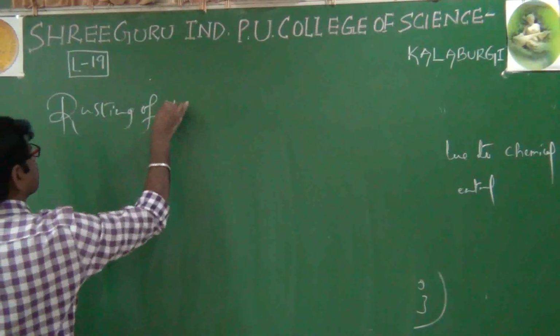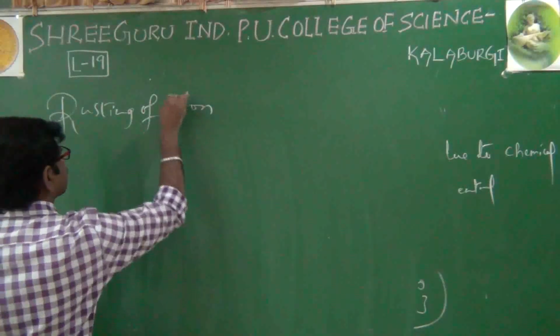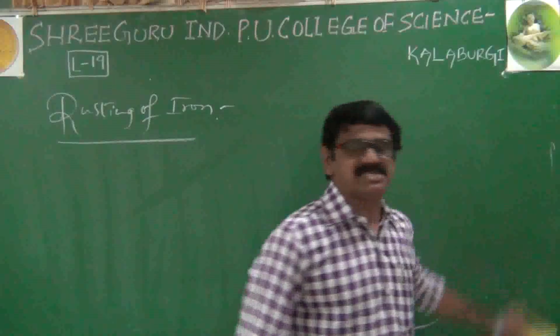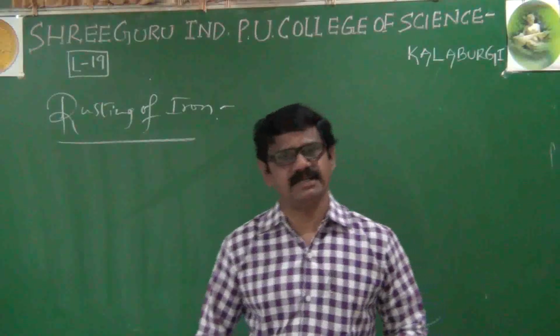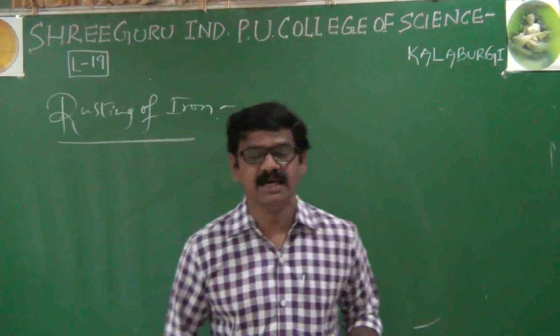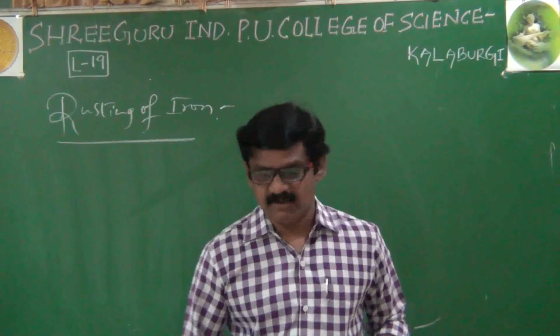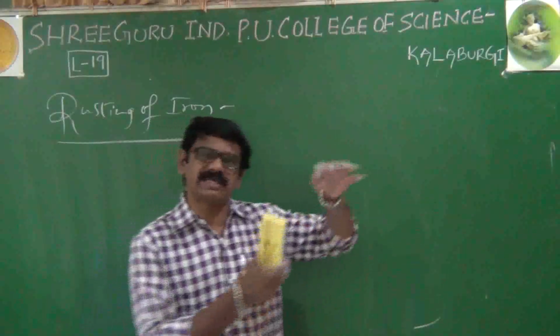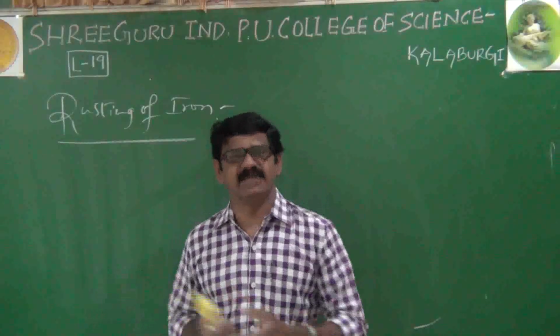Rusting of iron. Right, then the question arises: why this corrosion? Rusting of iron is nothing but a phenomenon we have to learn in the electrochemistry lesson. What is the relation between electrochemistry, electrochemical cells, as well as this rusting phenomenon?